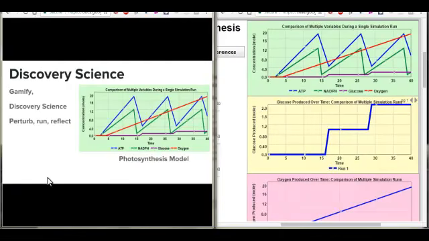A second way I use my simulations routinely is just for discovery science.